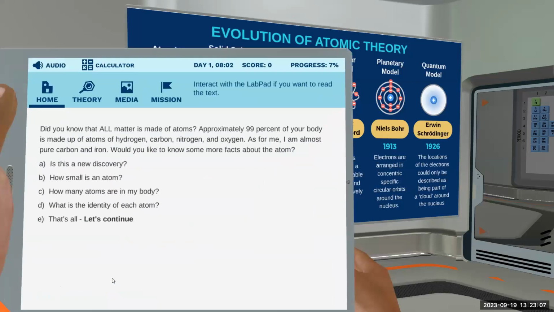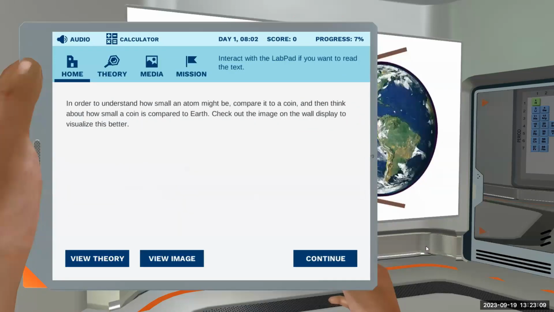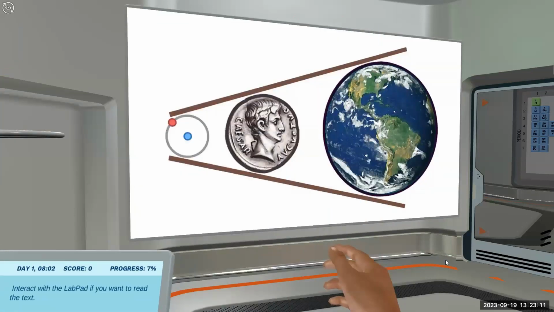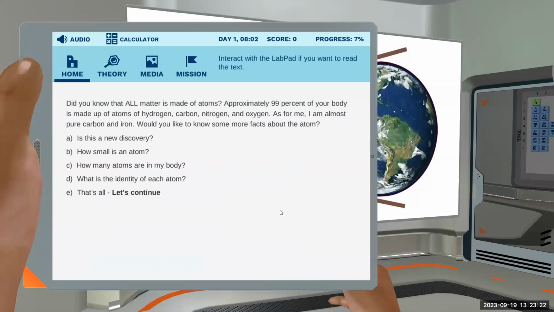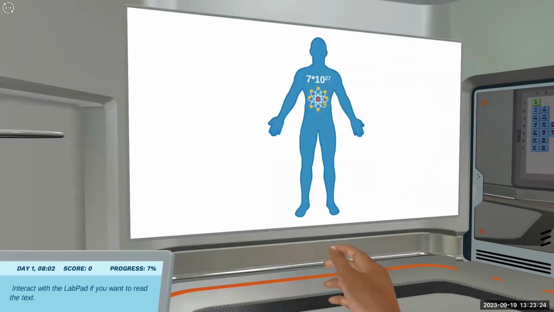For more information. In order to understand how small an atom might be, compare it to a coin, and then think about how small a coin is compared to Earth. Check out the image on the wall display to visualize this better. Since you now have an idea about the size of an atom, you realize that I am not going to read all these zeros for you. They are plenty, and they can be found on the wall display in front of you.